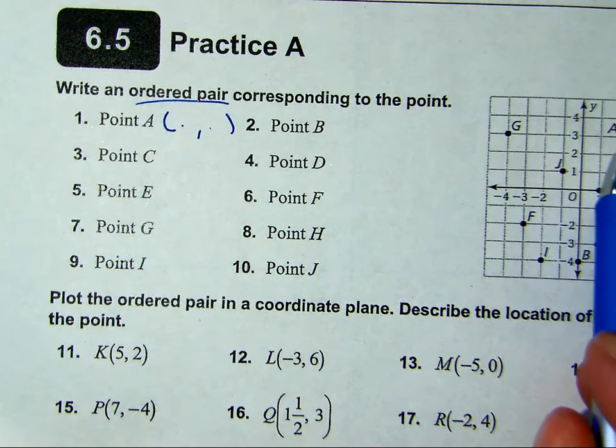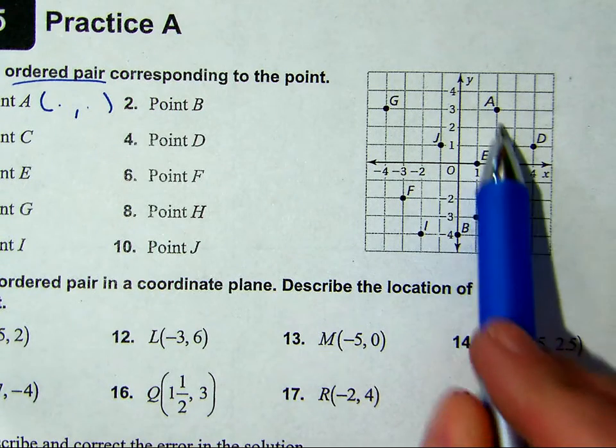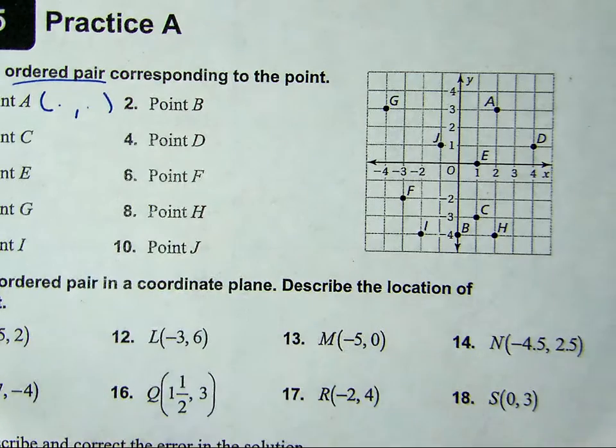Find point A, which is right here. What would be the ordered pair for point A? Sorry, you couldn't see that. So what would be that ordered pair? Do that for everything else.